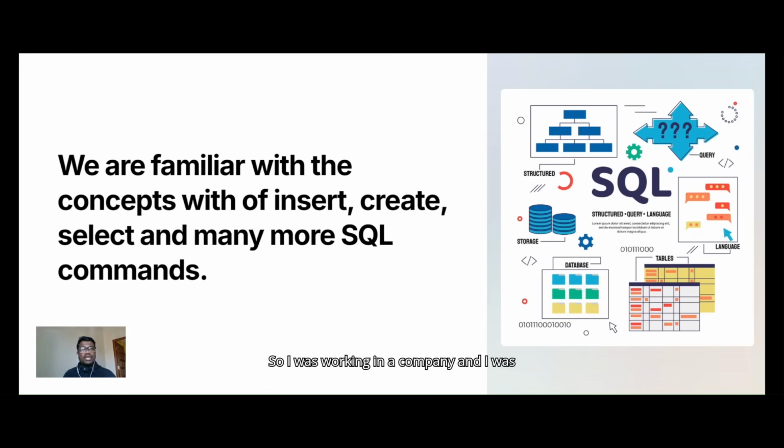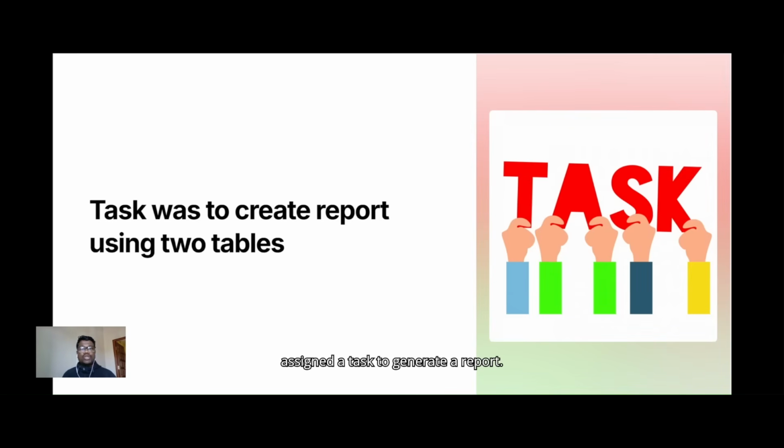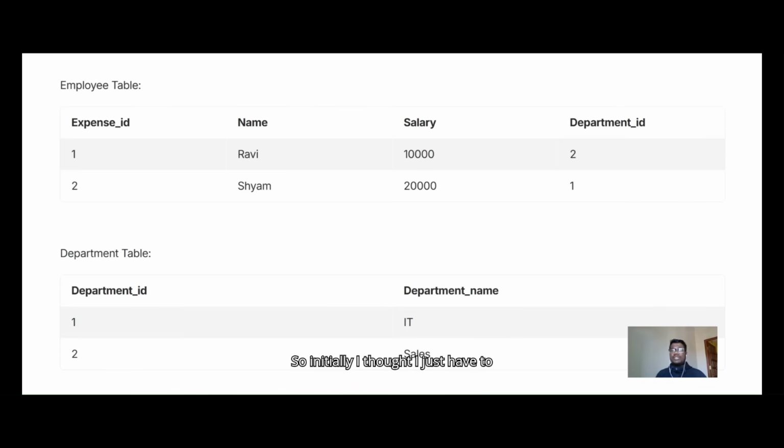So I was working in a company and I was assigned a task to generate a report that combined the employee information with their respective department details. Initially I thought I just have to find the values from two tables. So it sounded simple enough at first hand.